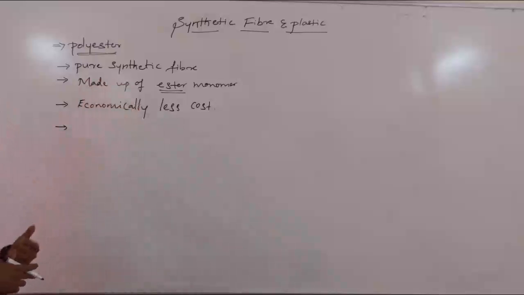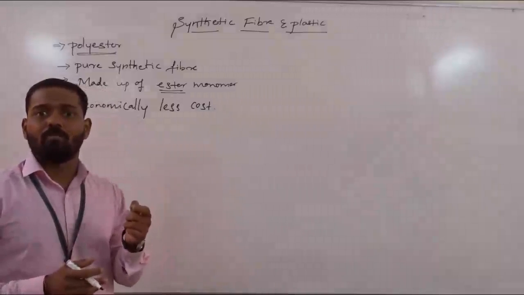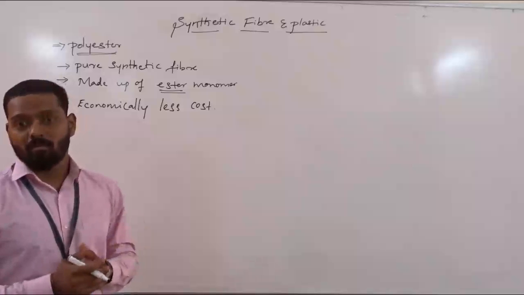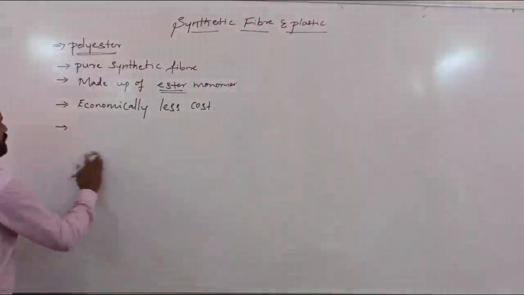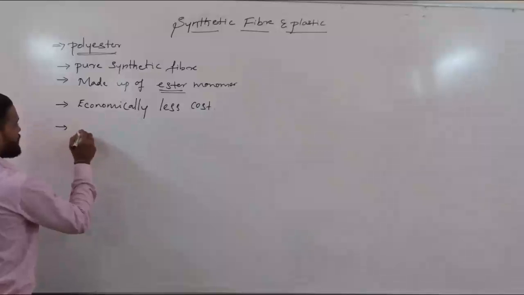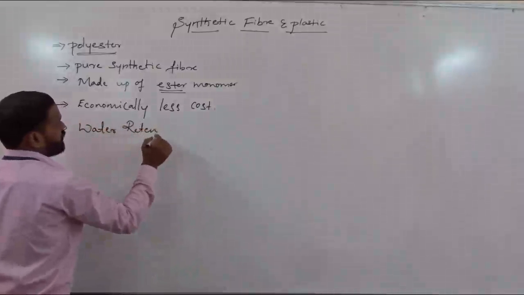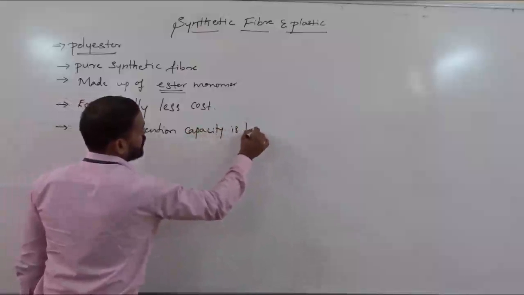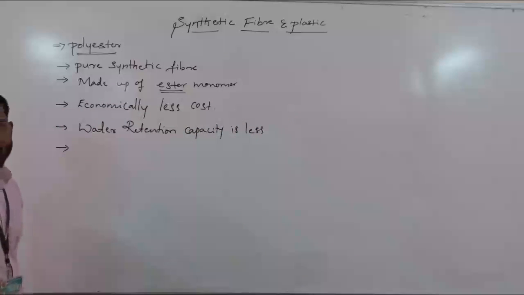And the polyester does not absorb water. It has less water absorbing capacity, and also we can easily wash it, and it will dry faster, because it does not absorb much water. So polyester's water retention capacity is less, and that's why it can be easily washed and easily dried.